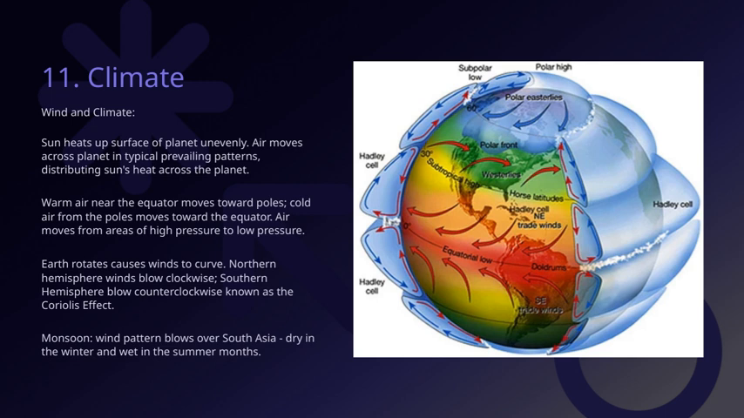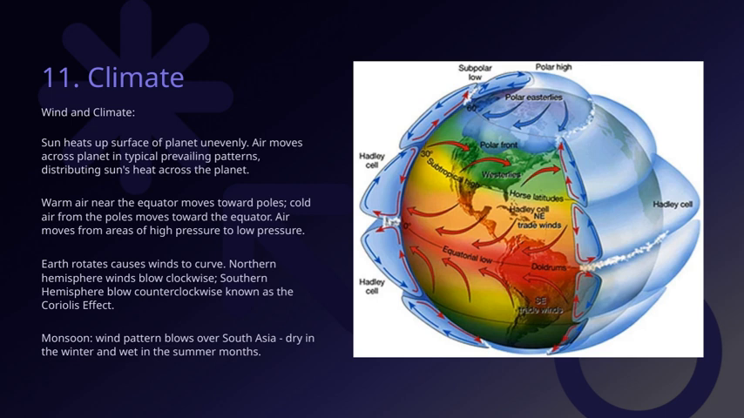Because the Earth spins, it causes winds to curve, a phenomenon known as the Coriolis effect. In the northern hemisphere, winds tend to blow clockwise, while in the southern hemisphere, they blow counterclockwise. This curving of wind paths influences weather patterns worldwide.